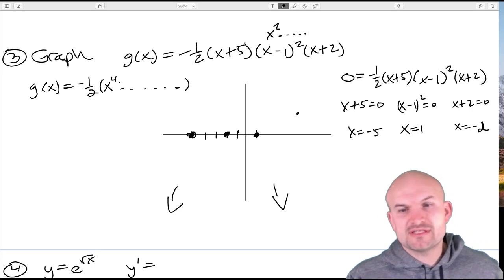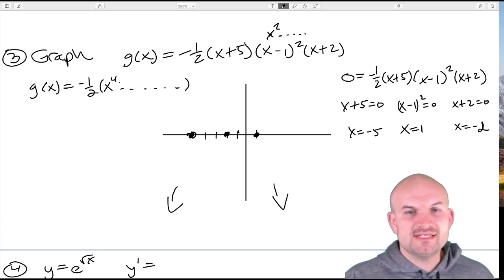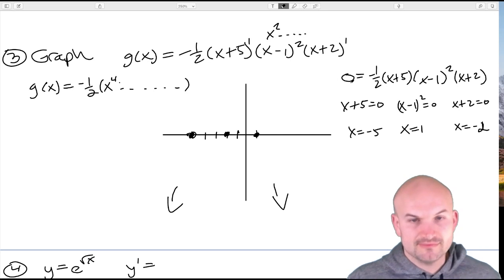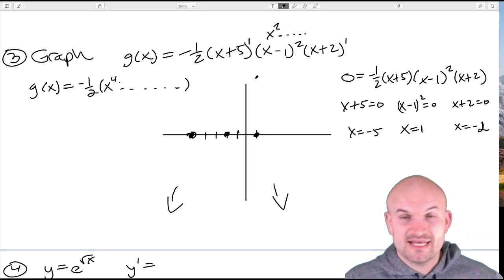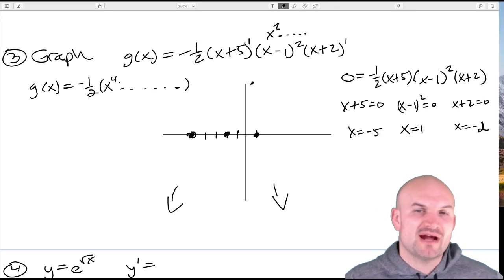The other thing we want to do is look at the multiplicity. The multiplicity is going to be the power of each of our zeros. When our multiplicity is odd, that tells us the graph is going to cross at an x-intercept. And if our multiplicity is even, that tells us the graph is going to bounce.